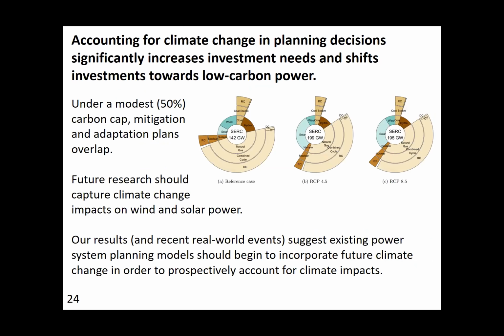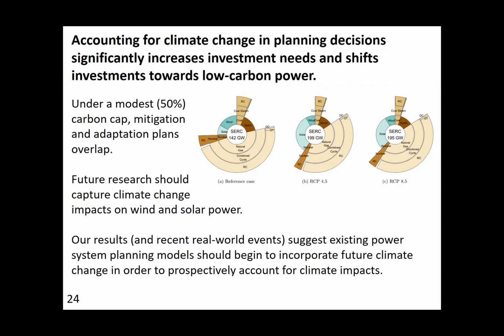So overall, what we found was if you plan for climate change, it does cause very significant changes in your investments. In our case, in the Southeast United States, we saw some impacts on thermal power plants. And so the model chooses to shift away from those and to meet some of that increase in peak demand with more renewables. And we see some overlap between mitigation and adaptation plans, which is good if you're a system planner. You don't have to do these either-or, they can be both-and.